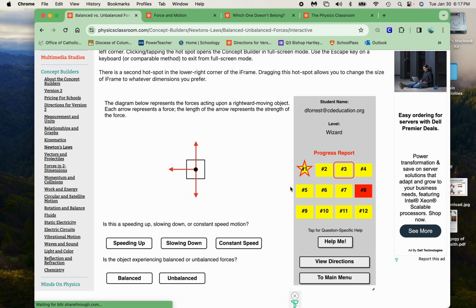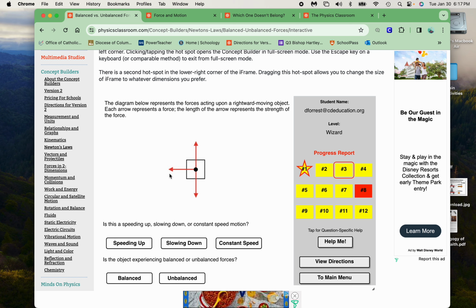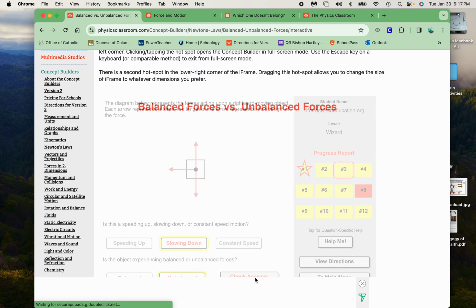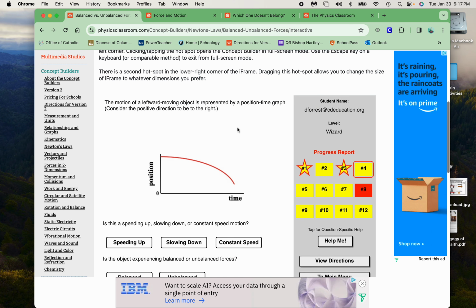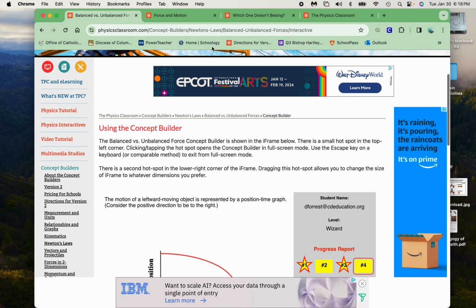Each person's questions are slightly different, but they're similar enough where you could help each other if you have questions. I do ask, obviously, you do your own work when you're logged into your account. So this looks like balanced vertical forces, but unbalanced horizontal forces. So if I have unbalanced forces, it says it's a rightward moving object. So if it's a rightward moving object and the force is to the left, it should be slowing down, unbalanced. So sometimes you definitely do need to read this information pretty carefully. So that's an example of those.